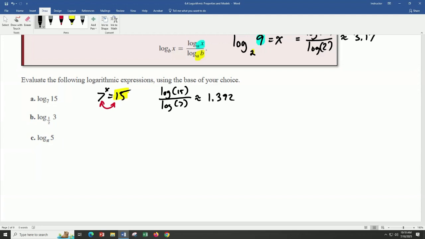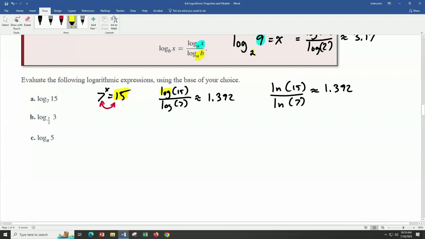It works no matter what you decide to use, no matter what the base is. But I would like to let you know this. While I'm showing that you're using a log, you can also use the ln of 15 divided by the natural log of 7, and you would once again get 1.392. You can use either one. It does not matter.